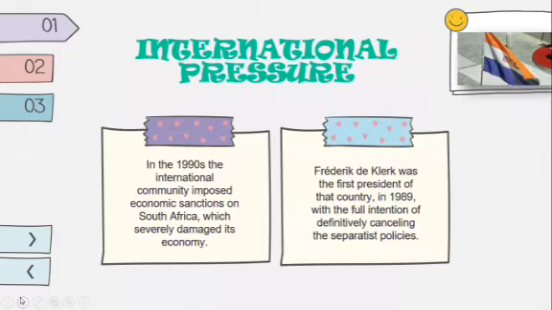International pressure. In the 1990s, the international community imposed economic sanctions on South Africa, which severely damaged its economy. Frederick de Klerk became president of that country in 1989, with the full intention of definitely canceling the separatist policies. As the Cold War ended and the Berlin Wall fell in 1989, the United Nations issued increasingly severe sanctions against the segregation system. The conviction against Nelson Mandela and another 120 leaders of the African National Congress, declared illegal 30 years earlier, was annulled, thus beginning the gradual abolition of this discriminatory law until 1991.